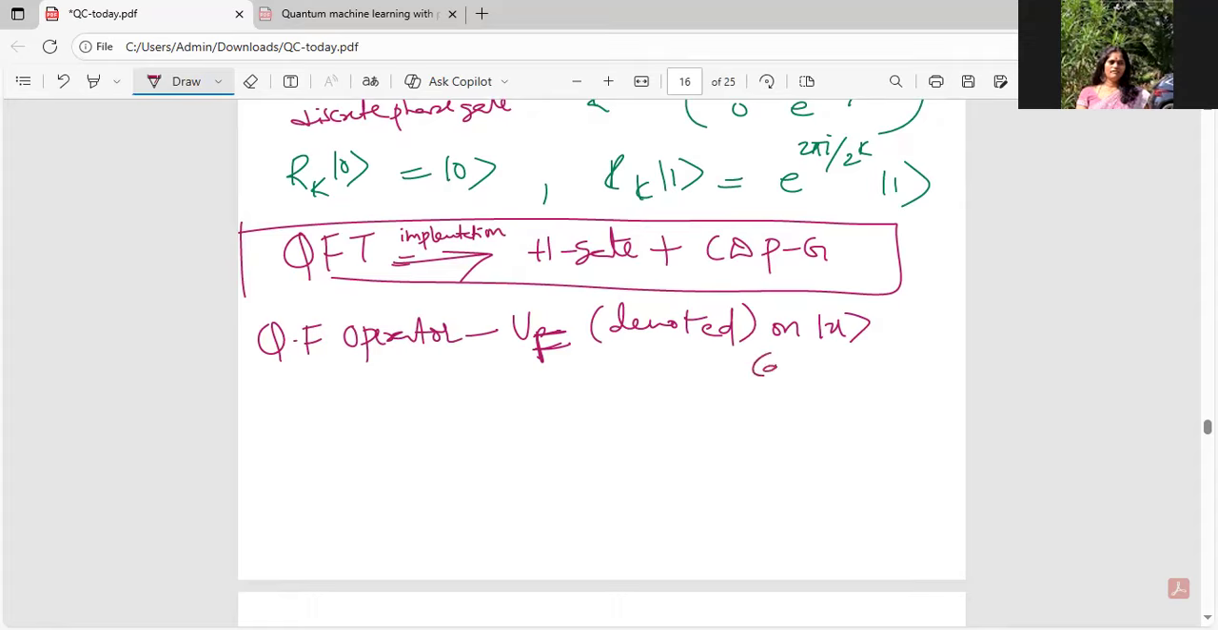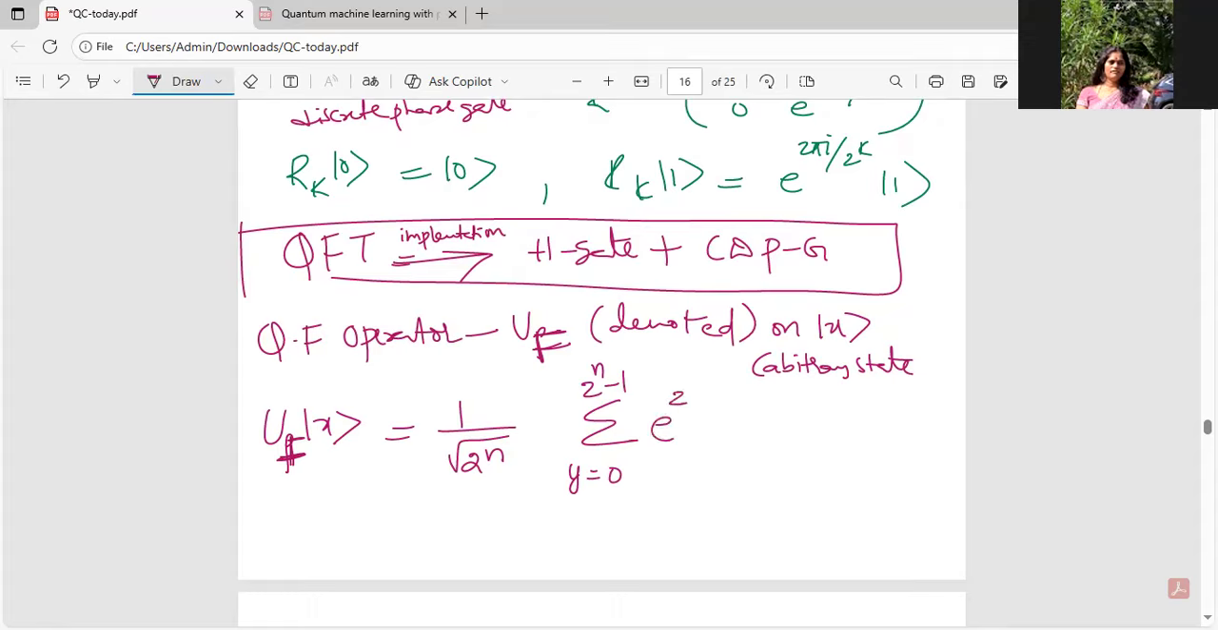Of course, ket x is an arbitrary state. How does it look like? Let's see. UF of ket x. Of course, again, this is capital F. When it is small f, it is a unitary operator, guys. You know about it. 1 by under root 2 power n, summation y equals 0 to 2 power n minus 1, e power 2 pi i x y by 2 power n, ket y. Okay, this is how quantum Fourier transform is defined.